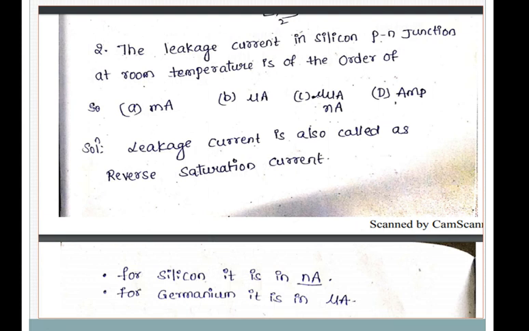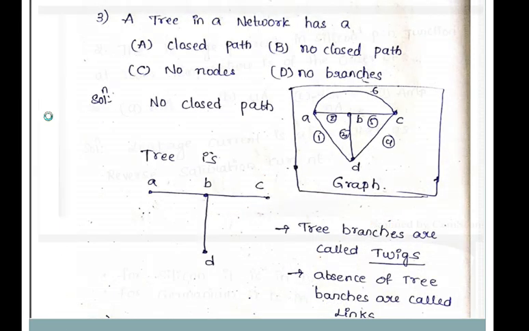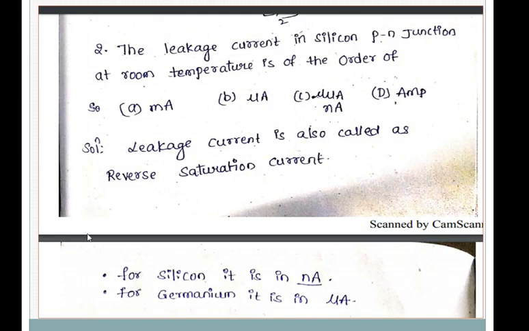So our next question is, the leakage current in silicon PN junction at room temperature is of the order of. Already we know that the most used semiconductor material is silicon instead of germanium, because silicon is easily available and it can withstand a large range of temperatures. So here the leakage current is nothing but the reverse saturation current. The reverse saturation current of silicon is in the order of nanoamperes and that of germanium is in the order of microamperes.